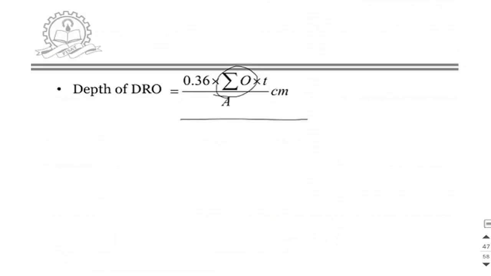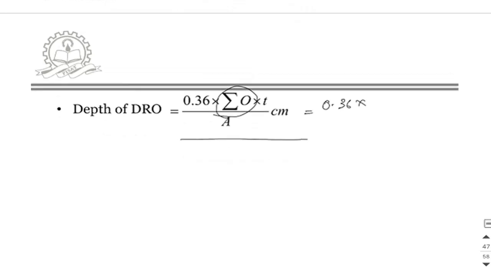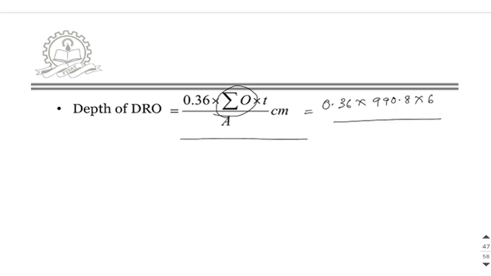So now we got the value of sigma O as 990.8, into T, it is 6 hours, divided by area, it is 425. So we will be getting 5.04.